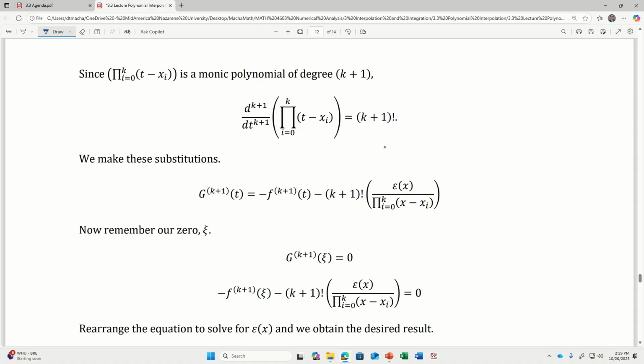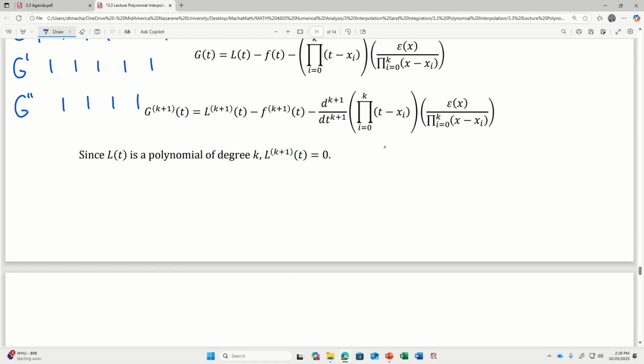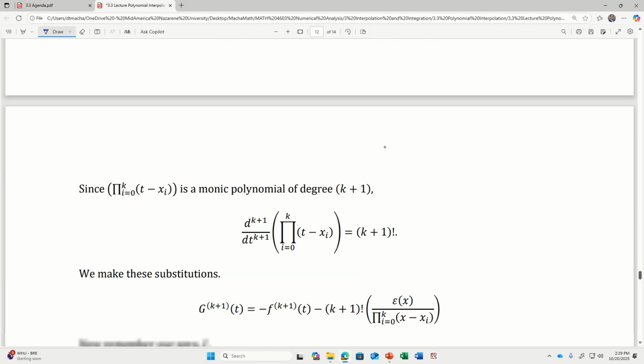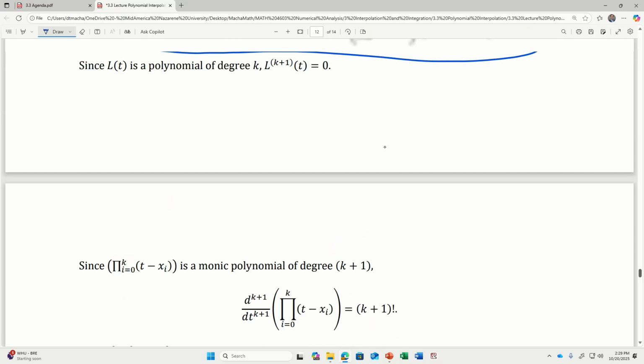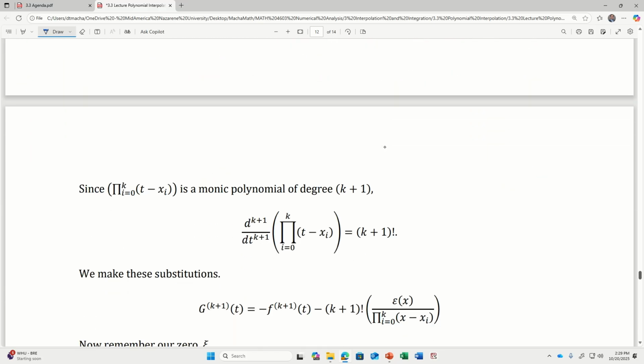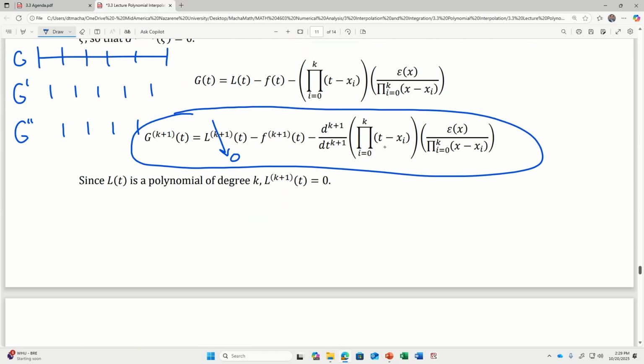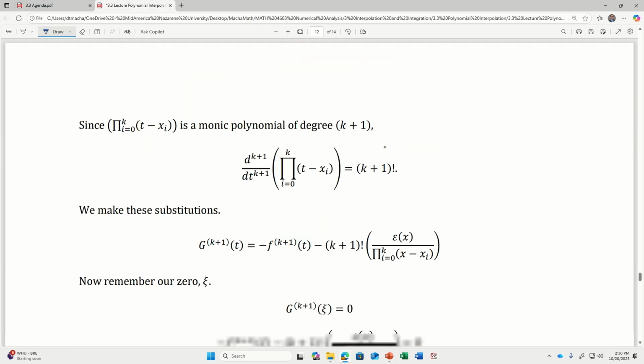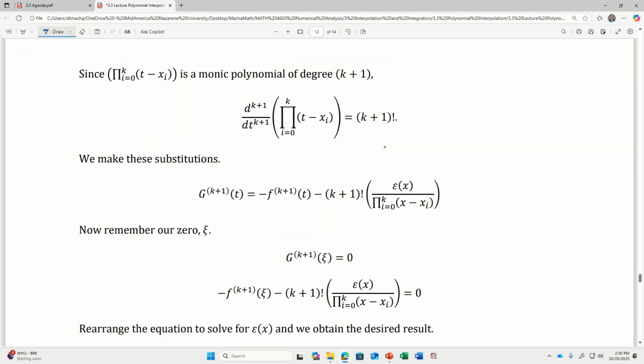So you make these substitutions in the equation that we had before, make this 0, make this k plus 1 factorial, and this is what we get.